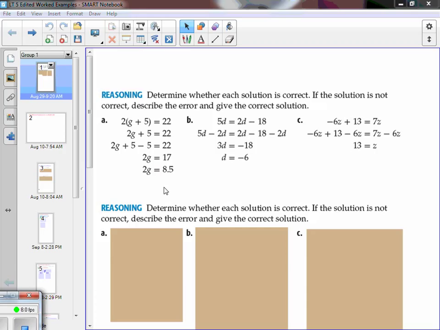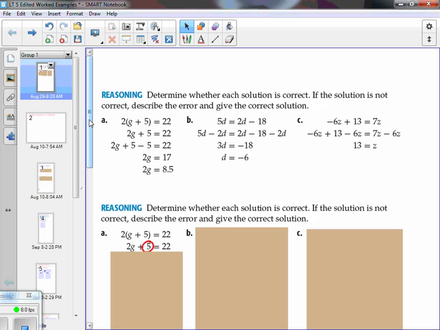All right, if we look at example A here, let's follow the first line. What would you do to solve that equation? You would distribute the 2, correct? Do they correctly distribute the 2? No, they forgot to multiply it times the 5. So they can't get the right answer now.